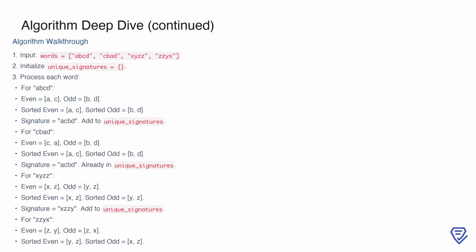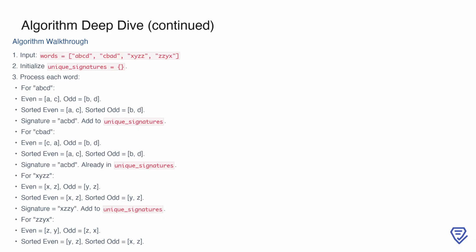To see the algorithm in action, consider the input array of words ABCD, CBAD, XYZZ, ZZYX. We initialize an empty set called unique_signatures. For the first word ABCD, the even-indexed characters are A and C, and the odd-indexed characters are B and D. After sorting, these become AC and BD, forming the signature ACBD, which we add to the set. For the next word CBAD, the even and odd characters also sort to AC and BD, resulting in the same signature ACBD.